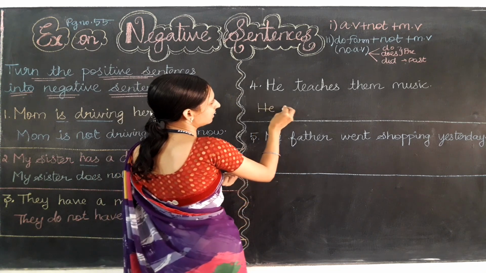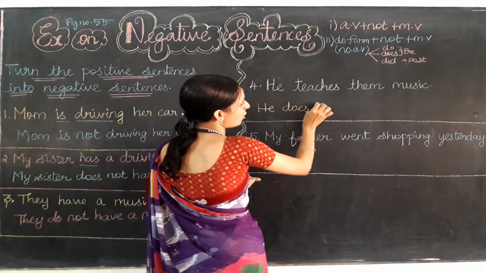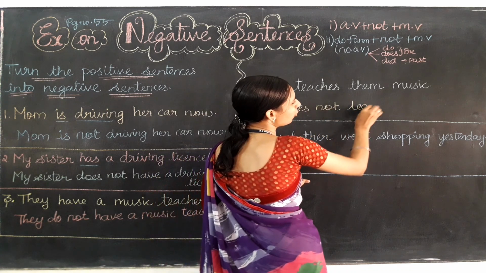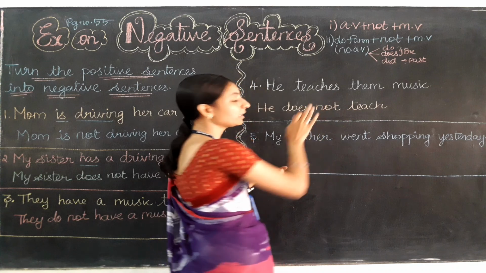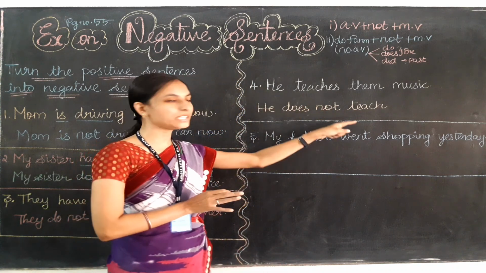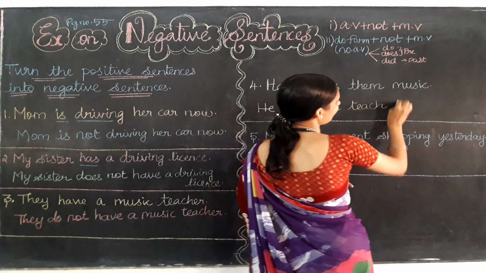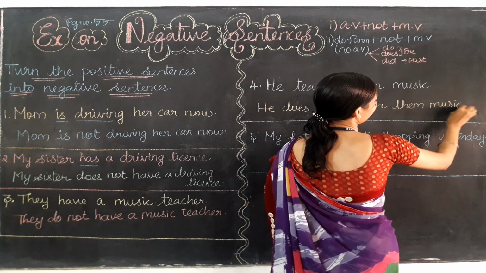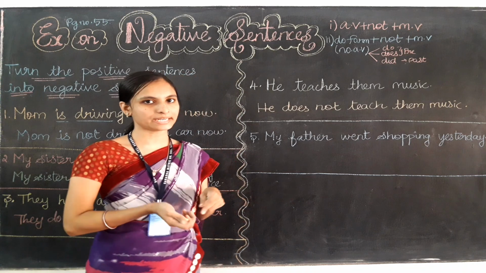he does not. What is the main verb here? Teach. We need not write teaches; we need to write the main verb as it is, only teach. Okay, he does not teach them music. This is the correct answer. He does not teach them music is the correct answer.